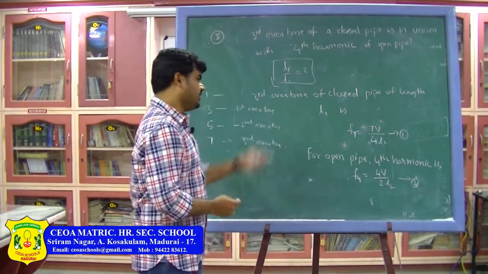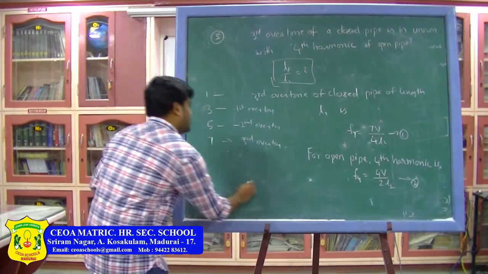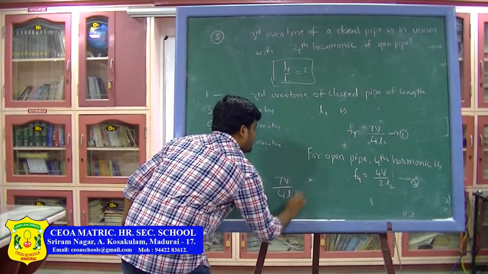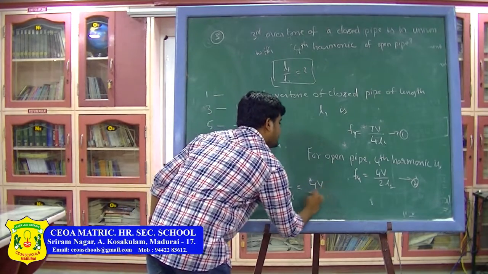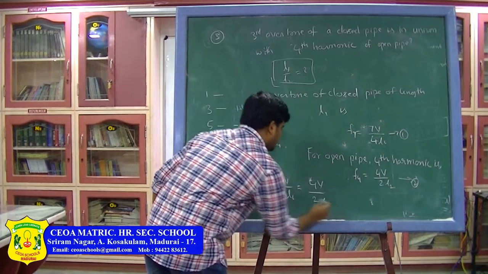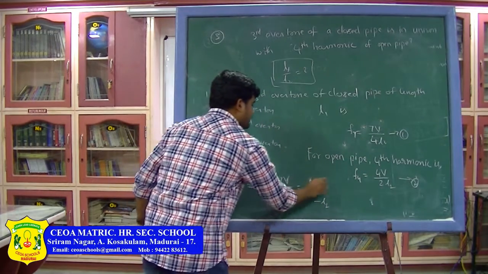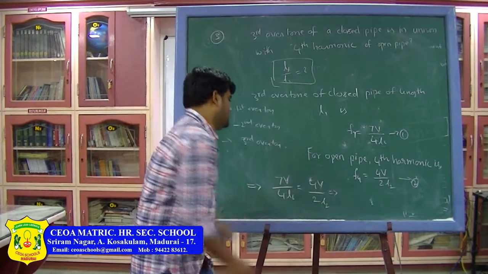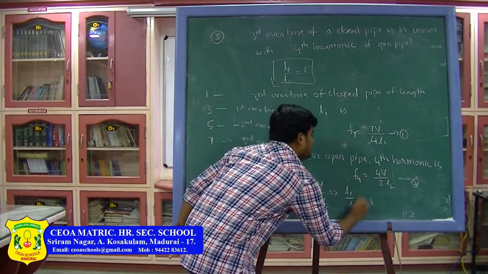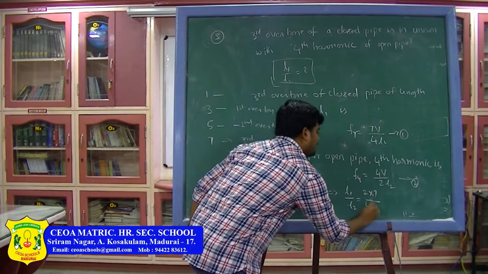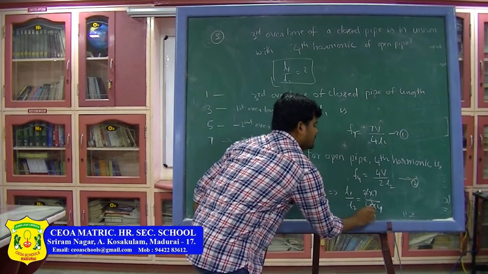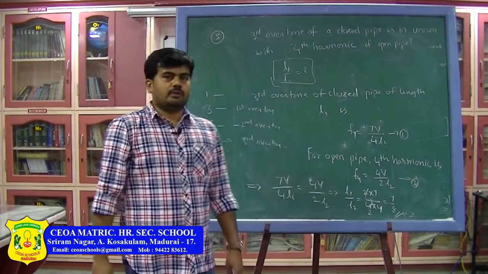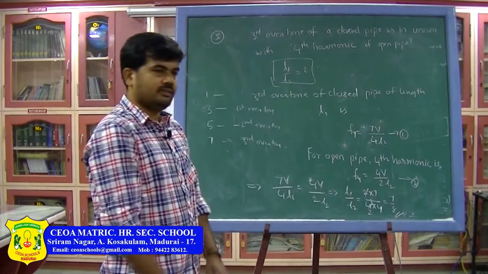Now, equating both you can get the required ratio, that is 7 V by 4 L1 is equal to 4 V by 2 L2. Now, you can cancel this V, then that implies L1 by L2 is equal to 2 into 7 divided by 4 into 4, that is 2 ones 2 2s, that will be 7 by 8, that is the required ratio. So, that is what the answer for this problem.